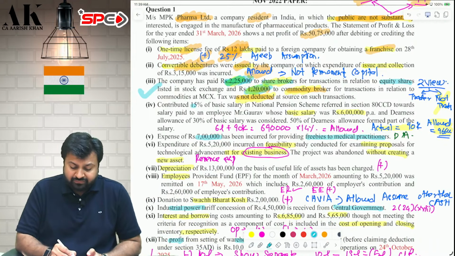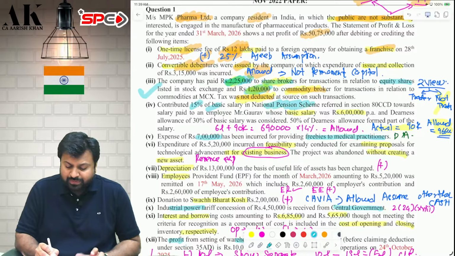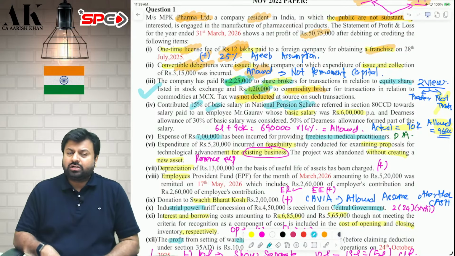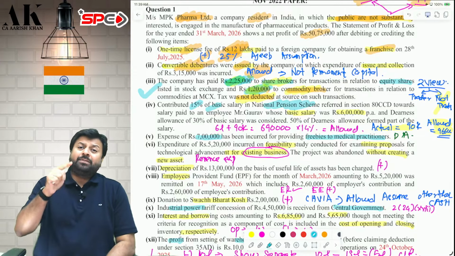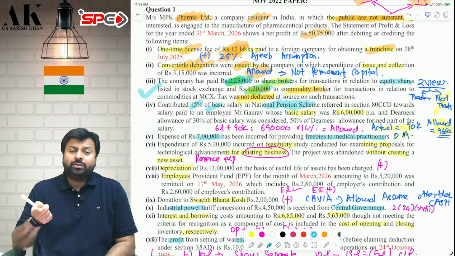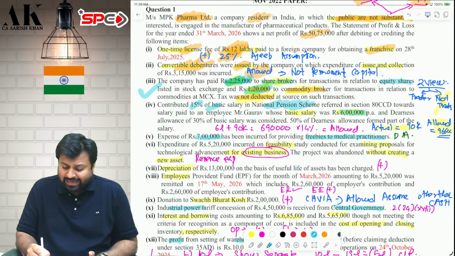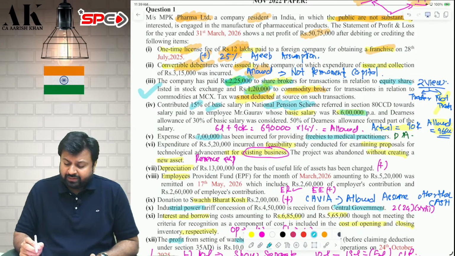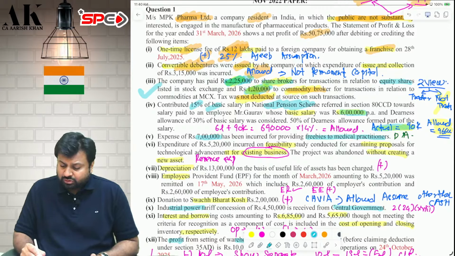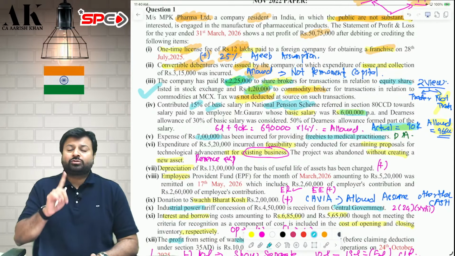Next adjustment. You are contributing 15% of basic salary to employees pension scheme. How much is allowed as a deduction? It is allowed only 14% of basic plus DA in terms. But you are contributing how much? You are contributing 15% of basic salary. Now, let's see how much you are contributing. 6 lakhs is the basic salary. You are contributing 15% of that. 15% of 6 lakhs comes to 90,000 rupees. So, the actual contribution is 90,000.